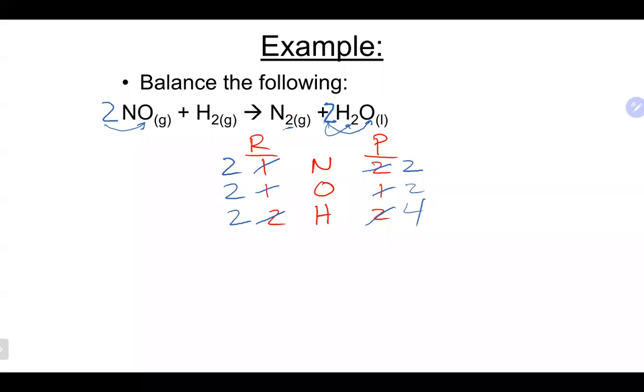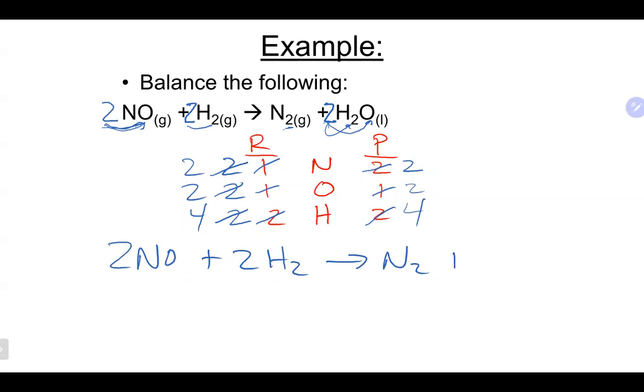I could go back to the left-hand side and put another 2 in this case. Popular number here. And if I do that, I now have still 2 nitrogens here. I have 2 oxygens here. And 2 times 2 is 4. I am now balanced on both sides. The only thing I changed is the coefficients. And it looks a little sloppy, so I'll rewrite it here. 2NO plus 2H2 gives me N2 plus 2H2O. And this would represent the balanced equation.